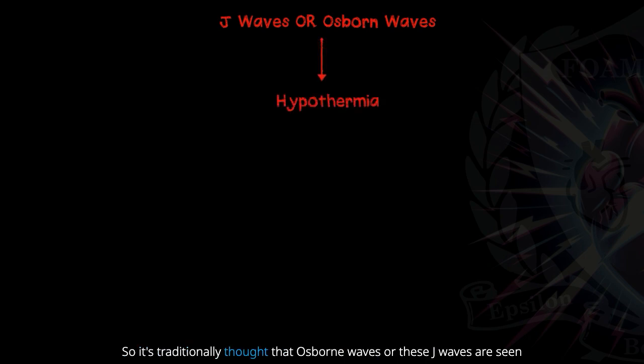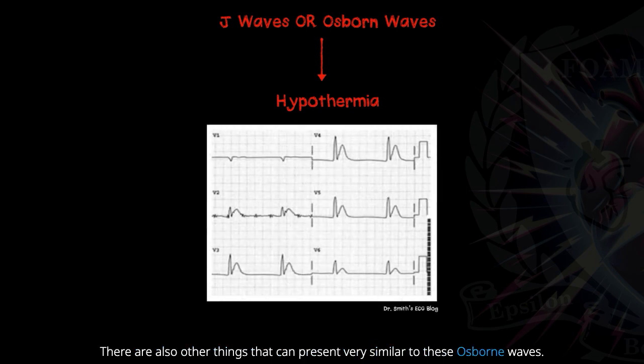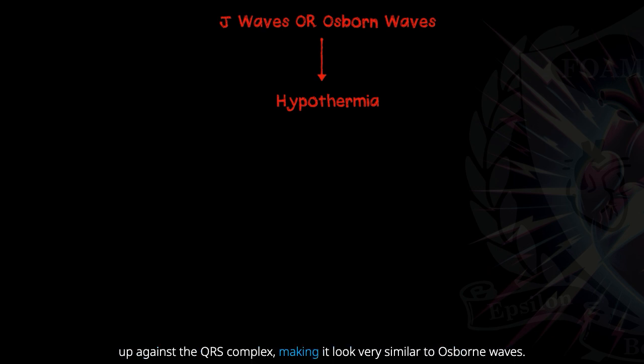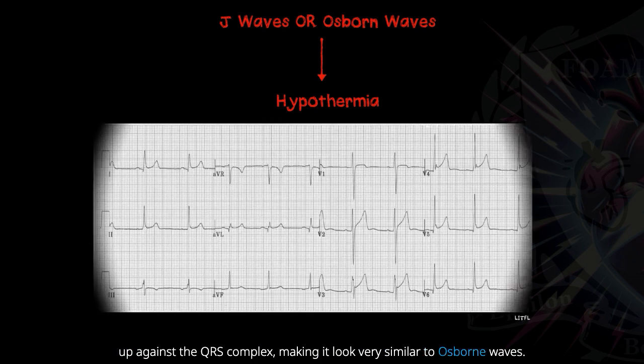So it's traditionally thought that Osborne waves or these J waves are seen exclusively in hypothermia, but just remember that's not always the case. There are also other things that can present very similar to these Osborne waves. A classic example is actually hypercalcemia. Patients that present with serum calcium greater than 11 will often get a very short QT interval, and that T wave will butt right up against the QRS complex, making it look very similar to Osborne waves.